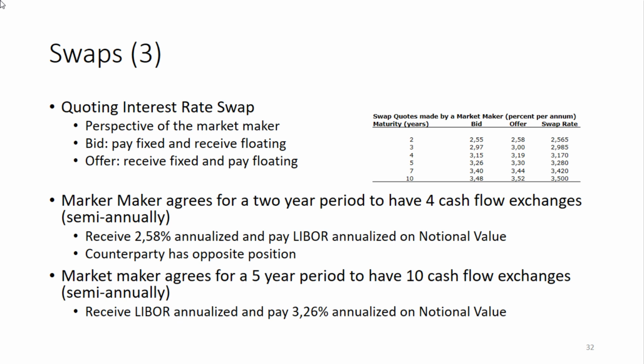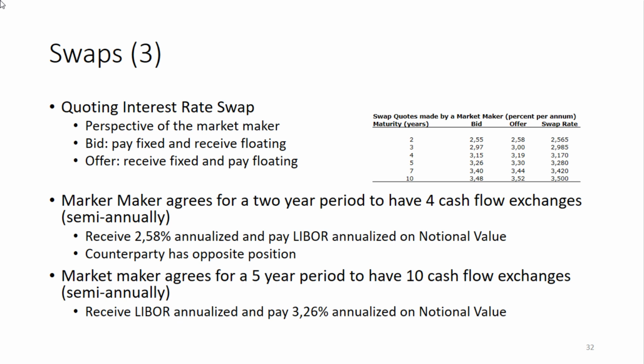Let's look at a second example. The market maker agrees for a 5-year period. So then I look at the maturity of 5 years to have 10 cash flow exchanges, because the cash flows occur with a semi-annual frequency. And he is prepared to pay 3.26, because that's the bid price, that's the fixed price, and then to receive LIBOR.